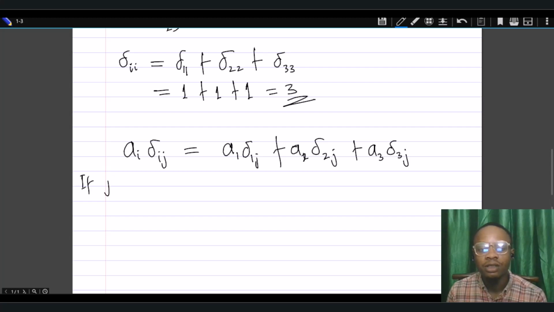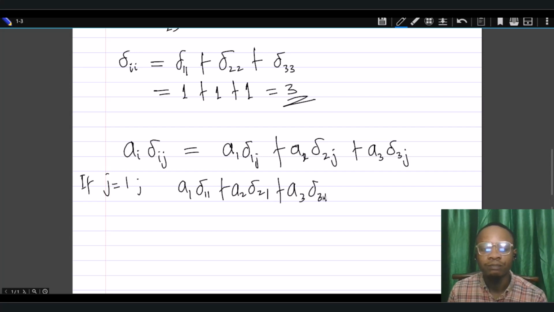If j is equal to 1, we know that this is a free subscript. It means it can take on one value at a time, one value from 1 to 3 at a time. We discussed that already. So if j is equal to 1, then this expression will be a1 delta 1 1 plus a2 delta 2 1 plus a3 delta 3 1.